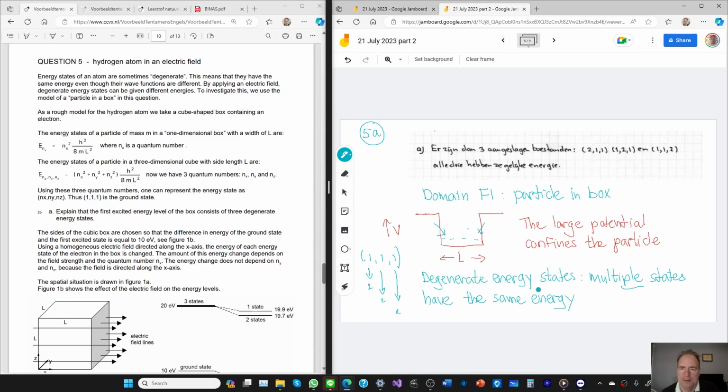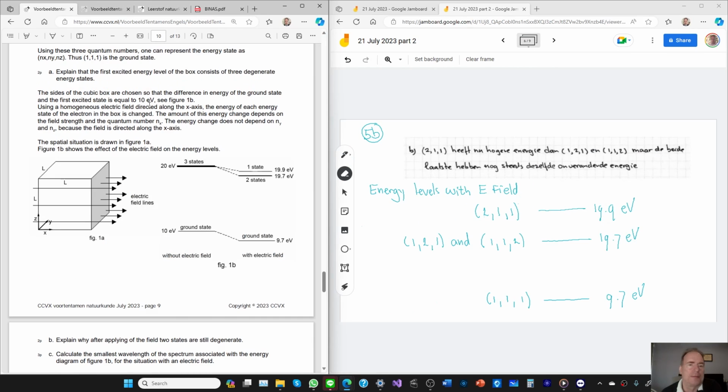That means that you have a degeneracy of 3 for this excited state, and that's the answer here. So 211, 121, 112 all have the same energy. Okay, now we're going to do something interesting.